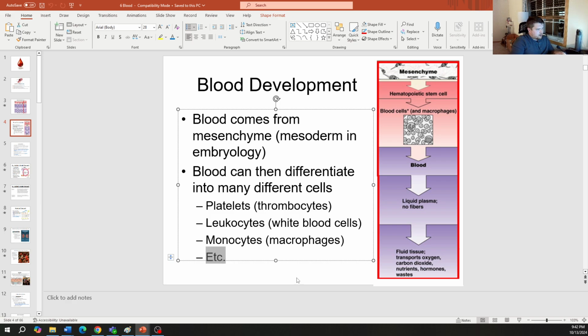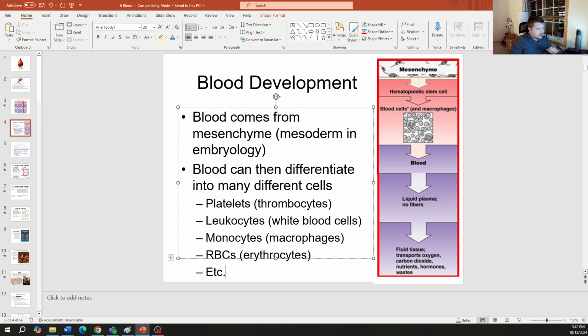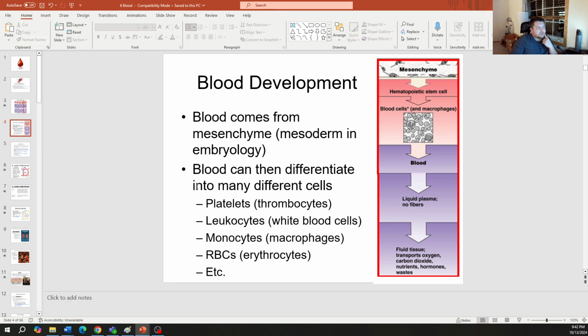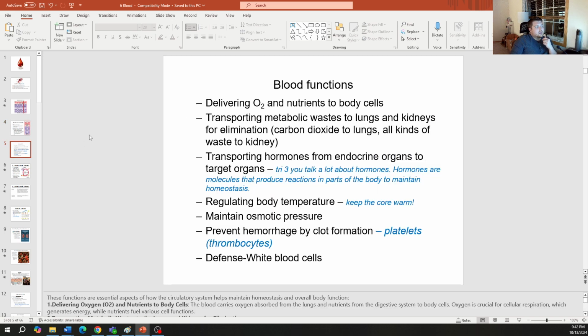I didn't put in here red blood cells, erythrocytes, and there are a couple of other more specific ones as well, but we don't really get into all of those, okay? So these are all the ones that we're going to be talking about in this PowerPoint. Platelets, also called thrombocytes, leukocytes, which are white blood cells, monocytes, which turn into macrophages, and then red blood cells, which are called erythrocytes.